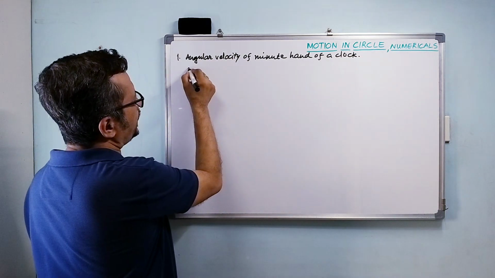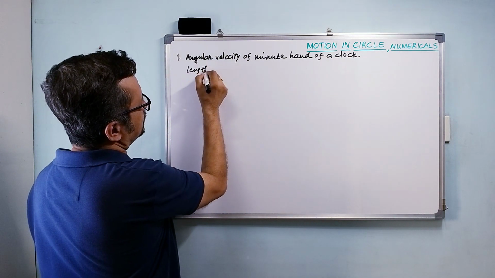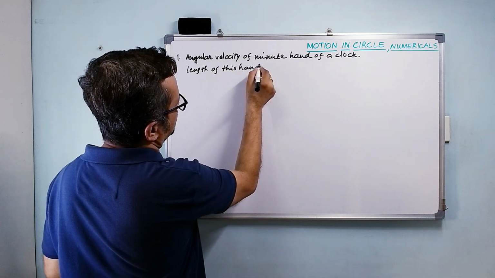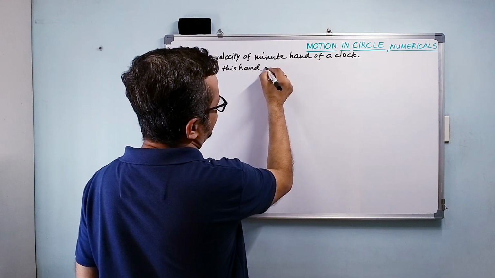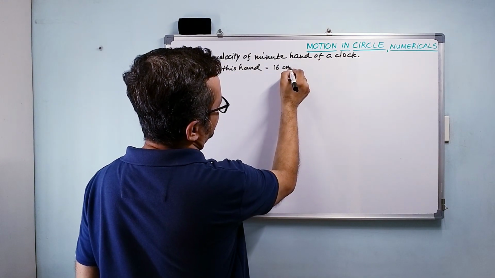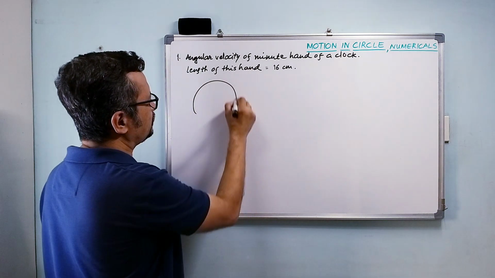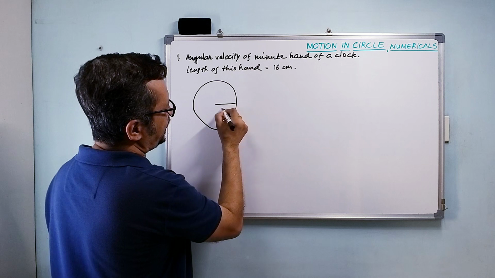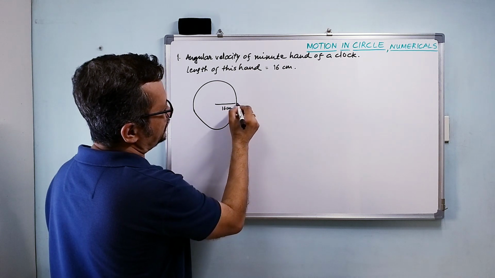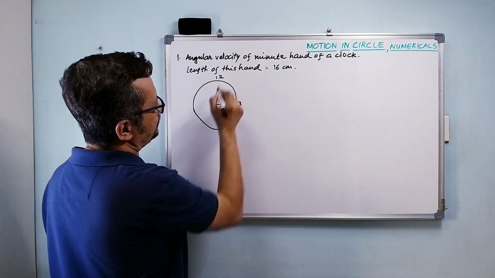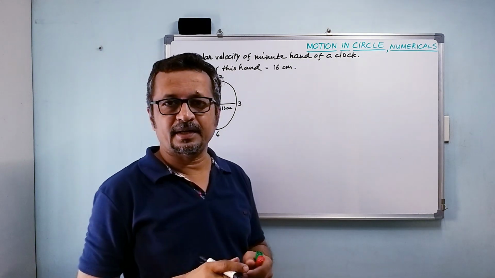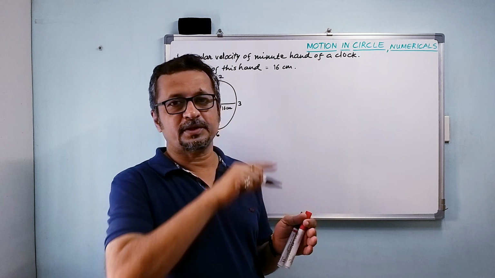Okay, and the length of this hand can be anything, but let us say we take it 16 centimeter. So if this is our clock and this is the center, this is that hand, 16 centimeter long, this is my 3, 12, 6 and 9 here. Now for a minute hand, how much time does it take to complete one rotation?